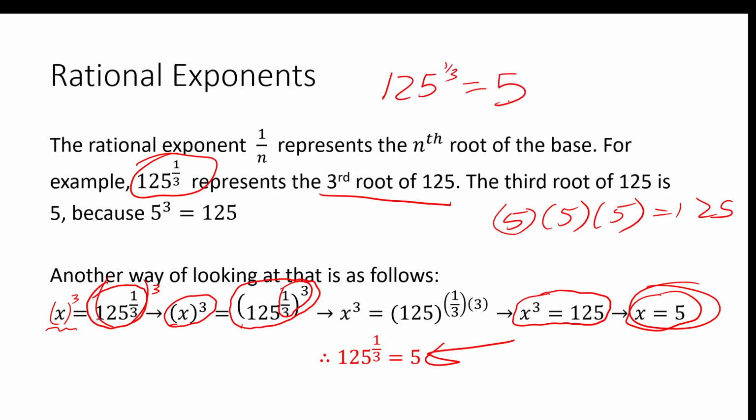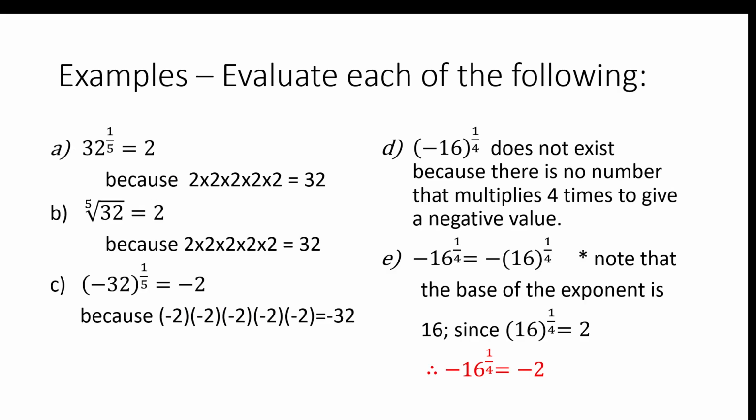The answer is 5. Okay? So if we wanted to find out what is 32 to the exponent 1 over 5, the answer would be 2, because 5 2's multiplied will give you 32.